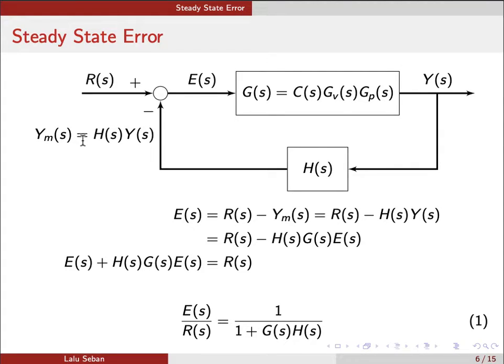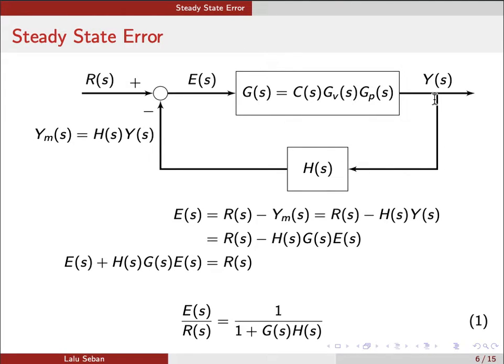Now Ym of s is equal to H of s into Y of s, because these are in the Laplace domain, and the output of any system is the product of the system transfer function and the input. So the output of H of s, which is Ym of s, is the system transfer function H of s multiplied by the input signal in the Laplace domain, that is Y of s.